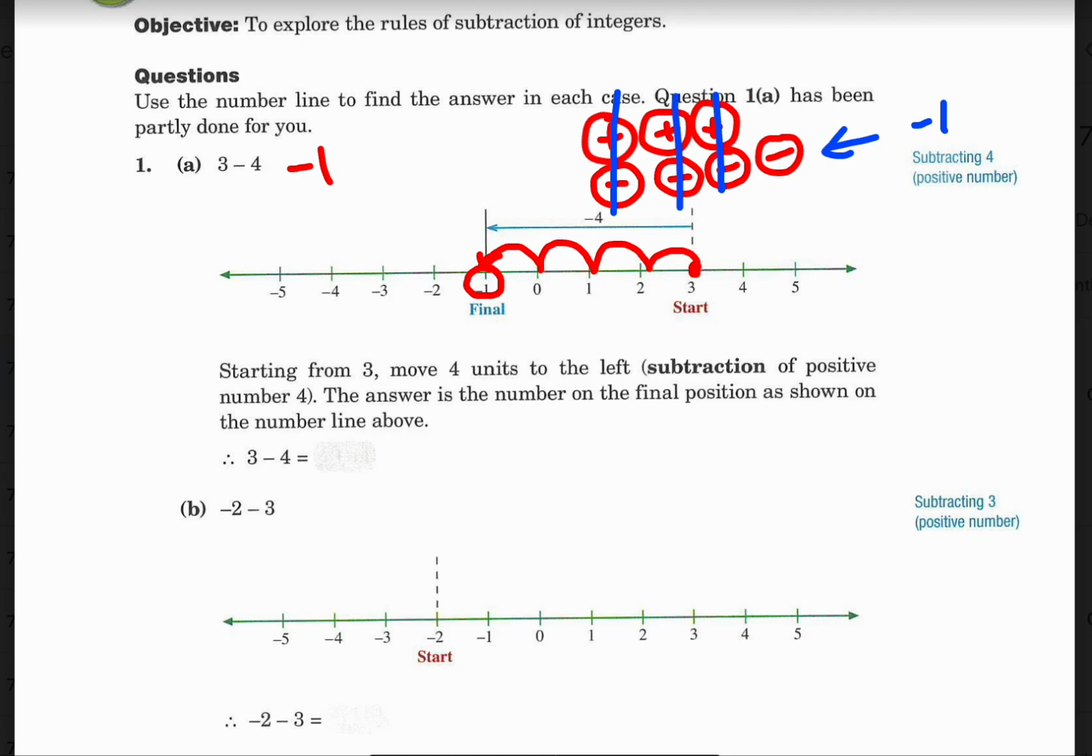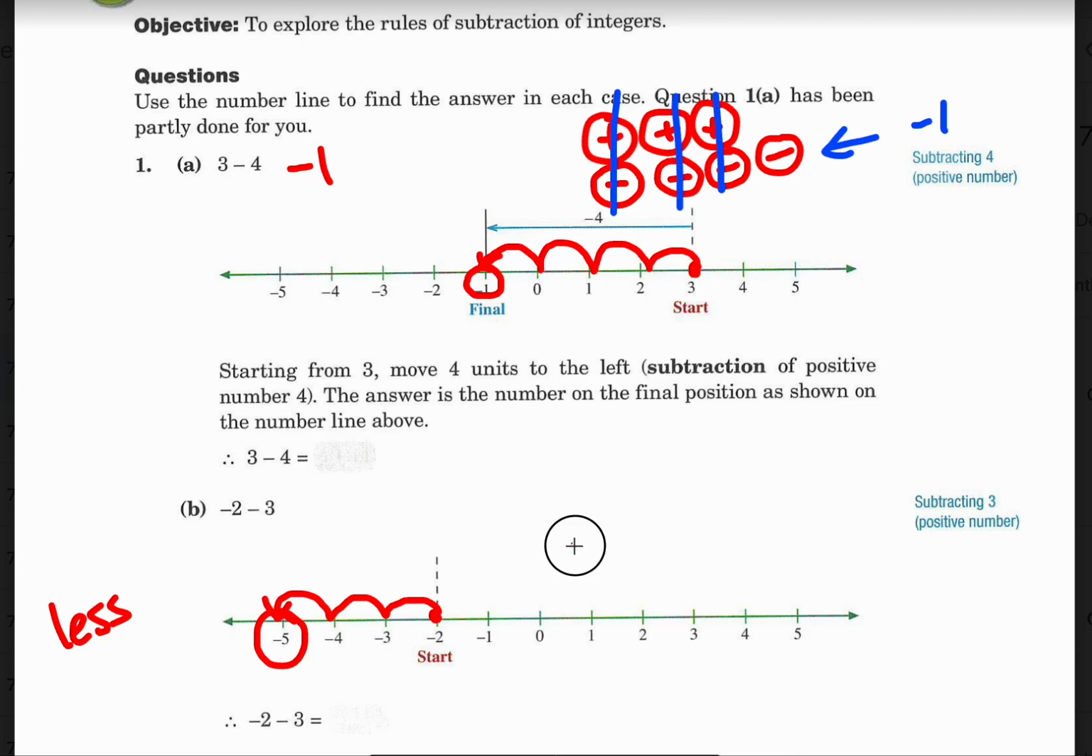Let's take a look at the next problem. The next problem says -2 minus 3. So again, first number is our starting point, -2. Subtract 3, we're going to the left 3 because subtraction gives us smaller numbers. Going to the left gives us less value. 1, 2, 3. So we end up at -5.